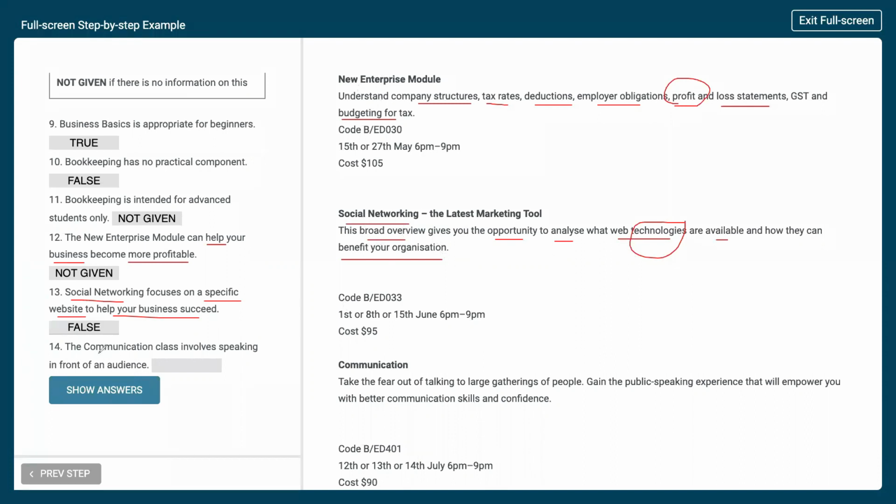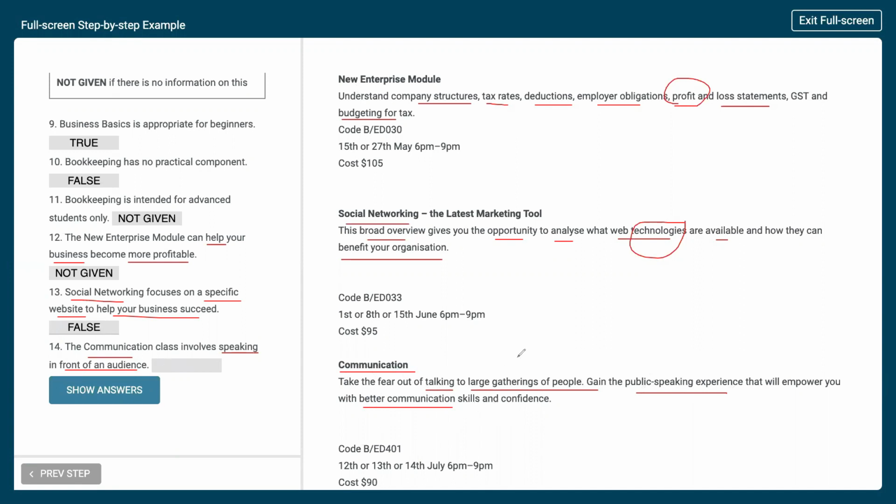Number 14, the communication class involves speaking in front of an audience. So remember, we were talking about large groups of people and giving a speech perhaps. And here we see, take the fear out of talking to large gatherings of people. This was one of our synonyms. Gain the public speaking experience that will empower you with better communication skills and confidence.